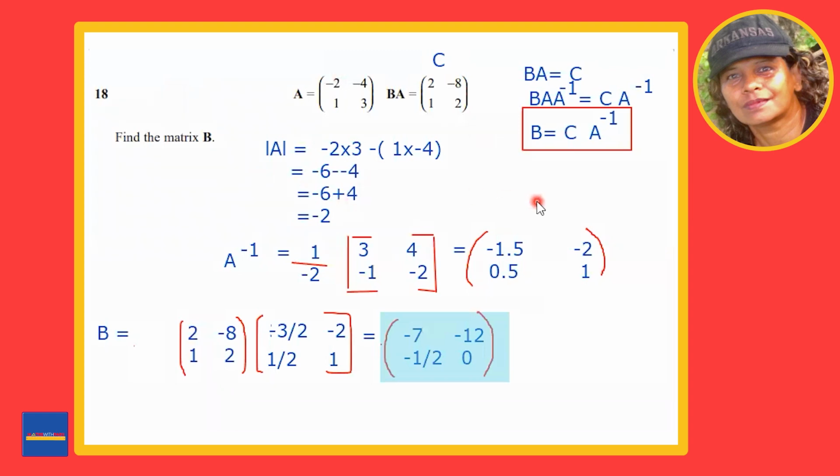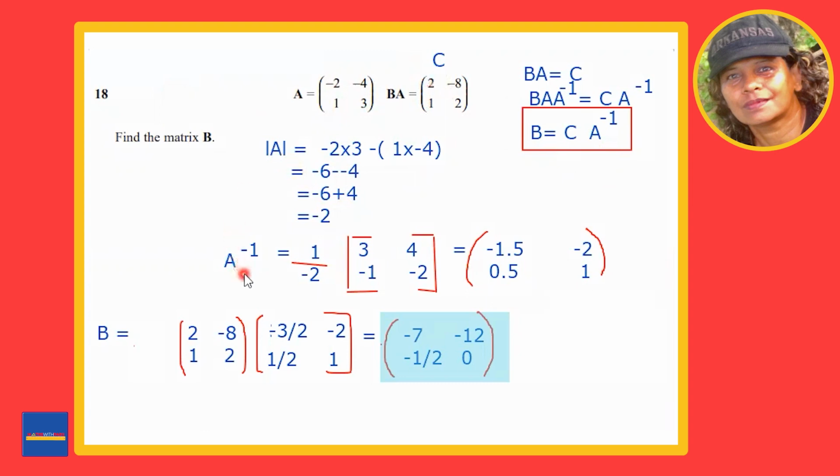Now, we have got this matrix C, we're going to call BA C, and we have to find A inverse. To find A inverse, there are a couple of steps. The first thing is we find the determinant of A, which is you multiply minus 2 into 3 minus 4 into 1. When we do that calculation, we end up with minus 2. That is the determinant of A.